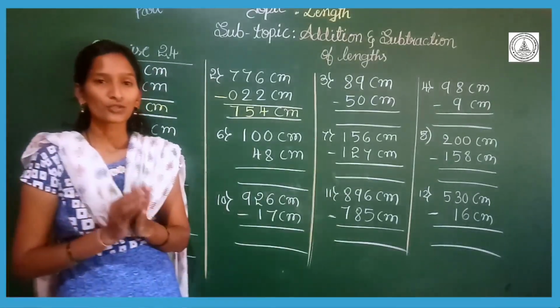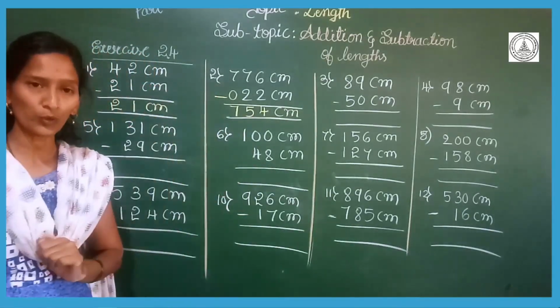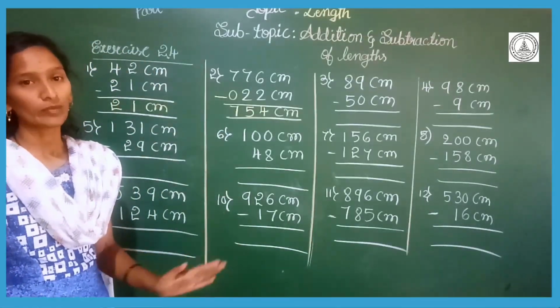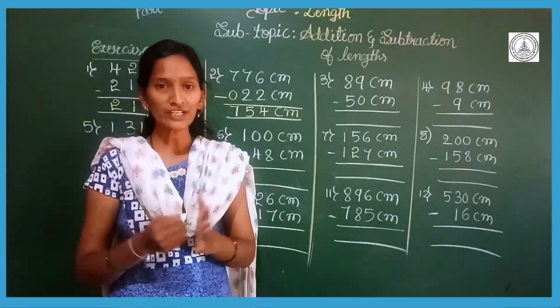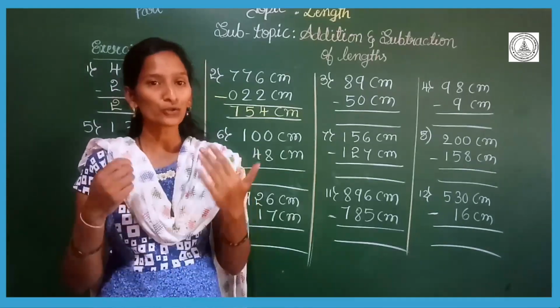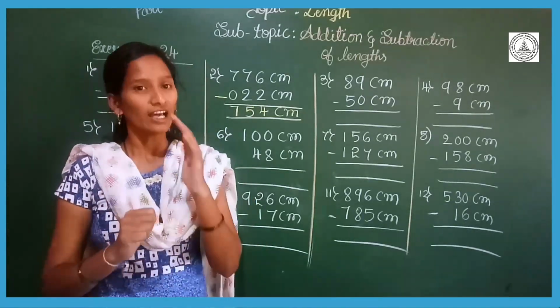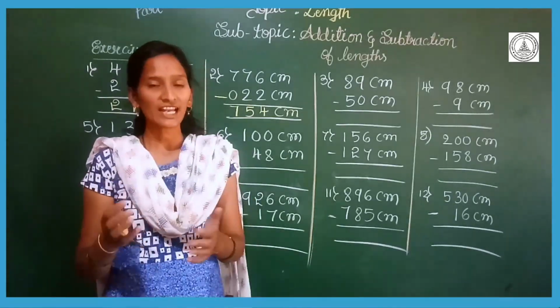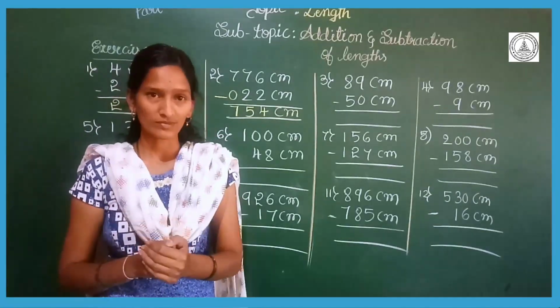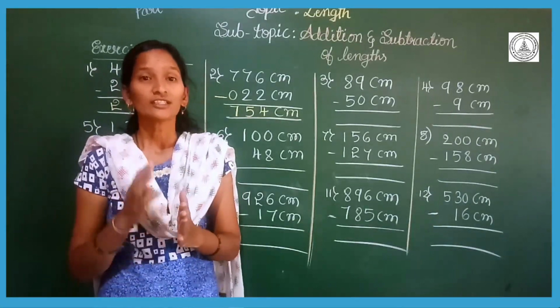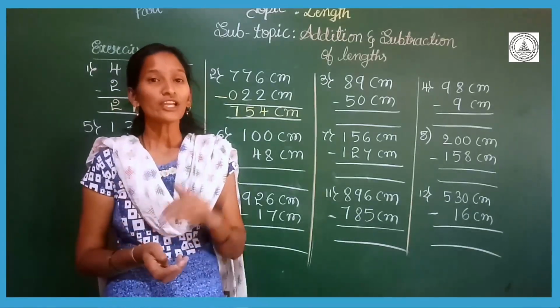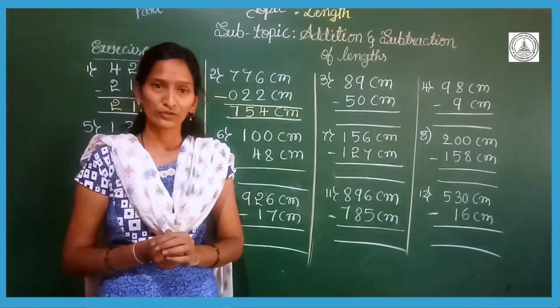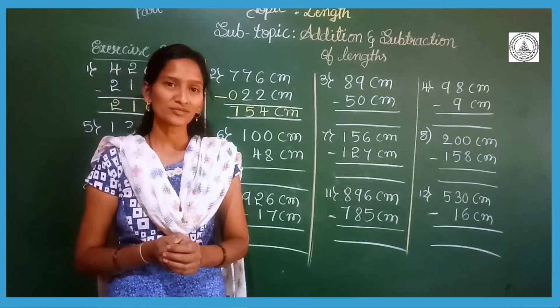Right? So students, I solved the first 2 problems. The remaining 10 problems you have to solve at home. Students, until now you learned how to add and how to subtract lengths. In the next class I will teach you word problems. Please solve the remaining problems in exercise number 2.3 and also in exercise number 2.4. Okay students? Bye.